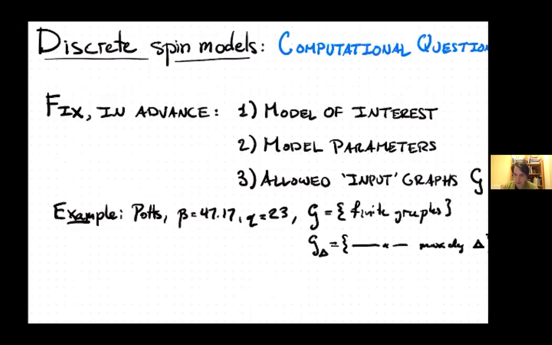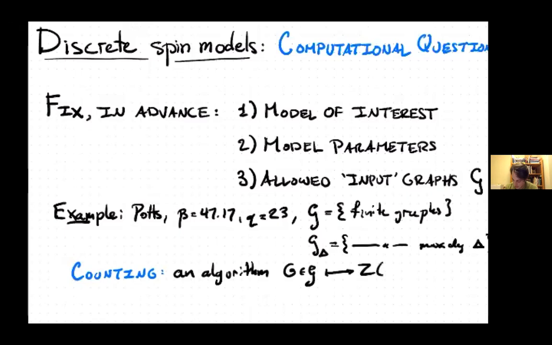And once I do that, there's 2 problems associated with them. So in advance, we're fixing all of these things, and then the task is the following one. So one is counting, where by counting, I really mean weighted counting. So that's an algorithm that takes G in this set script G, and it outputs the partition function.